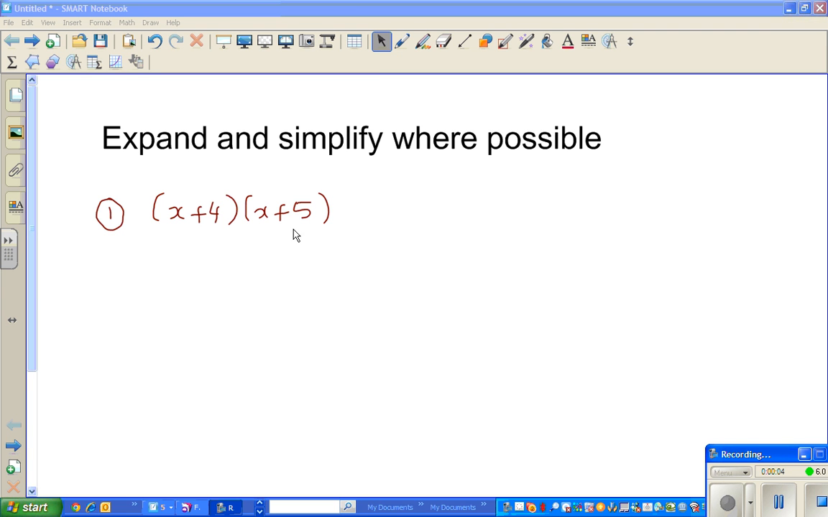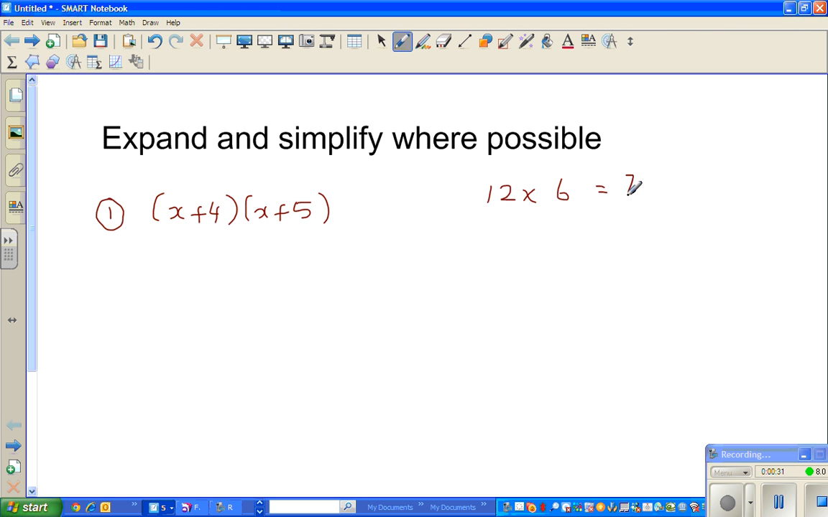In expanding brackets, what we do is we open the brackets and we write without the brackets. That is what expansion means. But the principle of expanding brackets is from multiplication, multiplying two numbers. Suppose let us take two easy numbers, say 12 times 6, we know is 72.